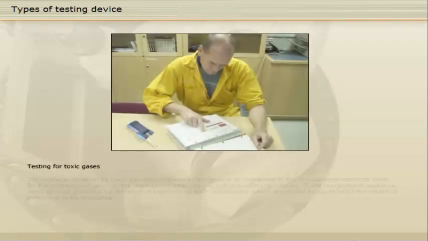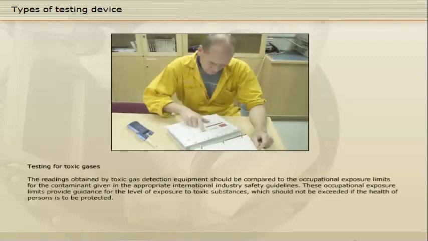The readings obtained by toxic gas detection equipment should be compared to the occupational exposure limits for the contaminant given in the appropriate international industry safety guidelines. These occupational exposure limits provide guidance for the level of exposure to toxic substances, which should not be exceeded if the health of persons is to be protected.